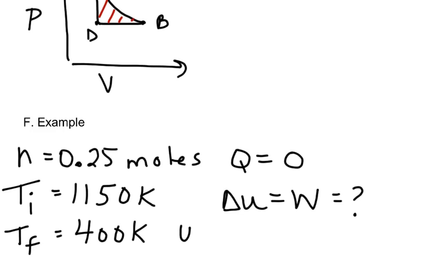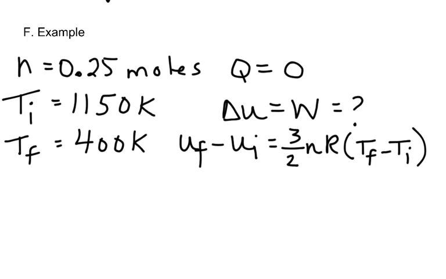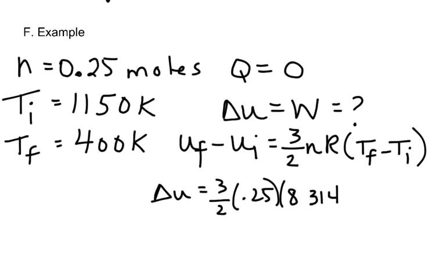Change in anything is going to be a final amount minus an initial amount. And from a previous chapter, we see that there's a relationship between internal energy and temperature, and that relationship is shown here, that final internal energy minus initial internal energy is equal to 3/2 nR multiplied by T final minus T initial. So my delta U then will be 3/2 multiplied by 0.25 moles multiplied by the constant 8.314 joules per mole per Kelvin multiplied by a change in temperature of 400 Kelvin minus 1150 Kelvin.